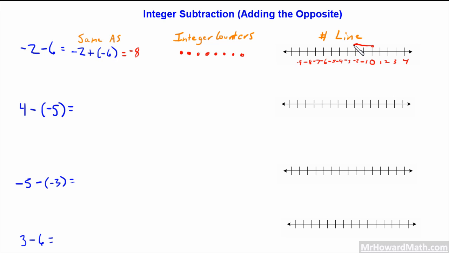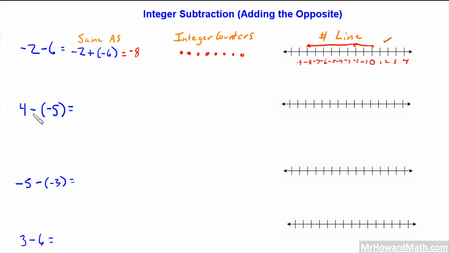So let's go in that direction. And here our integer sign was a negative and we went left, right? So we're going to go left again, 6 more. 1, 2, 3, 4, 5, 6. Takes us out to -8. That's the same answer, so that checks out. Okay? Alright, now let's go to this one.